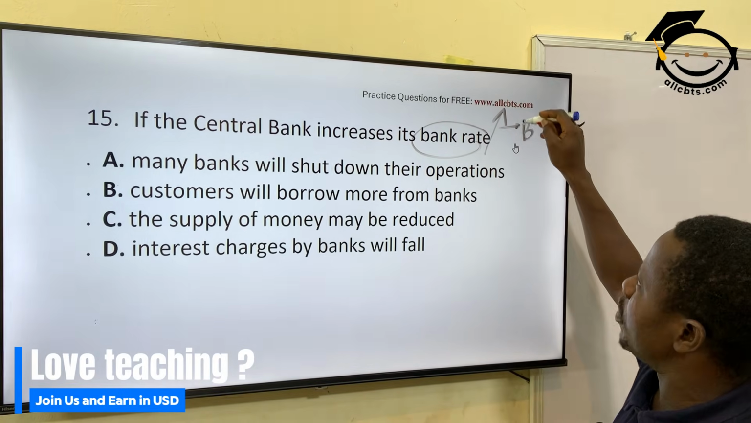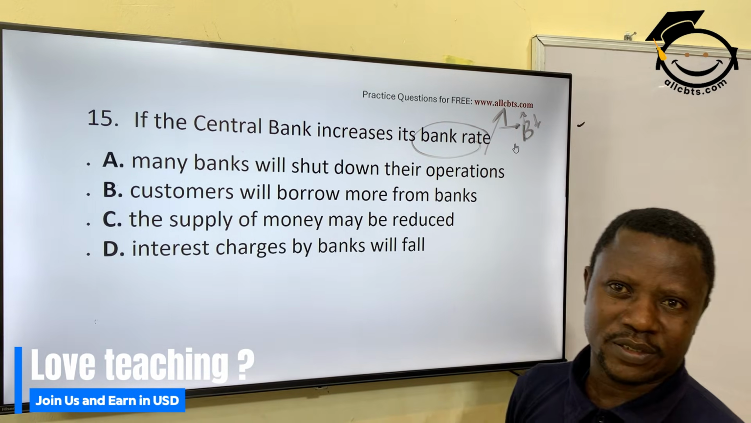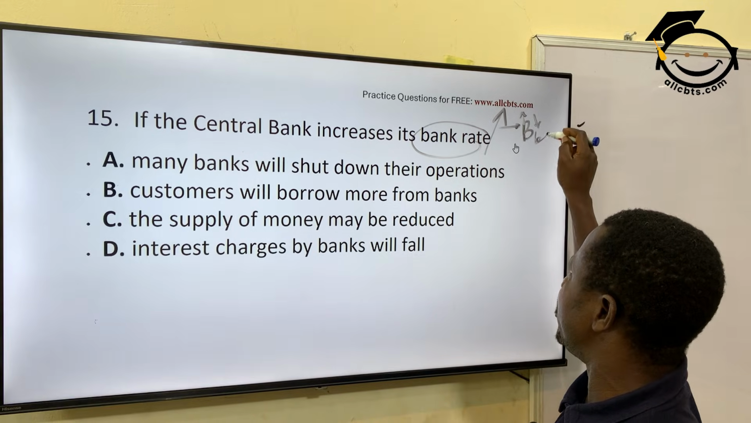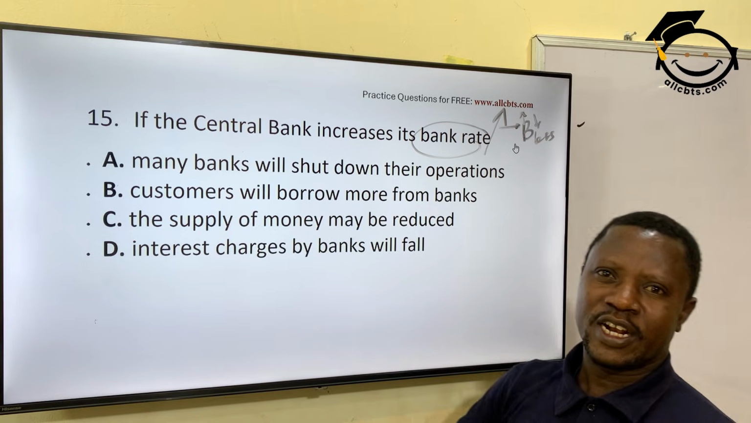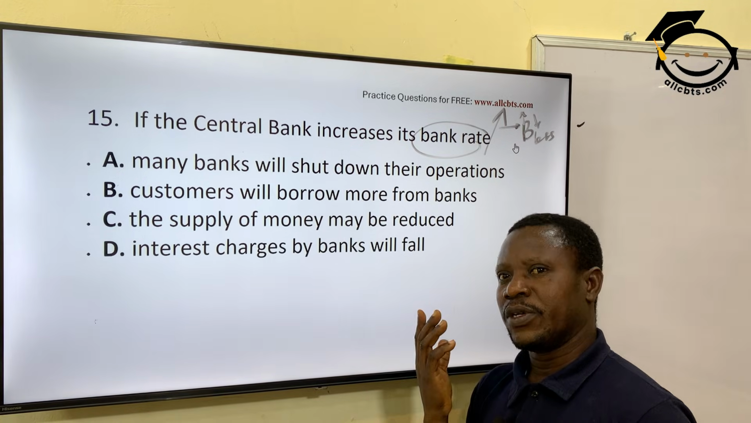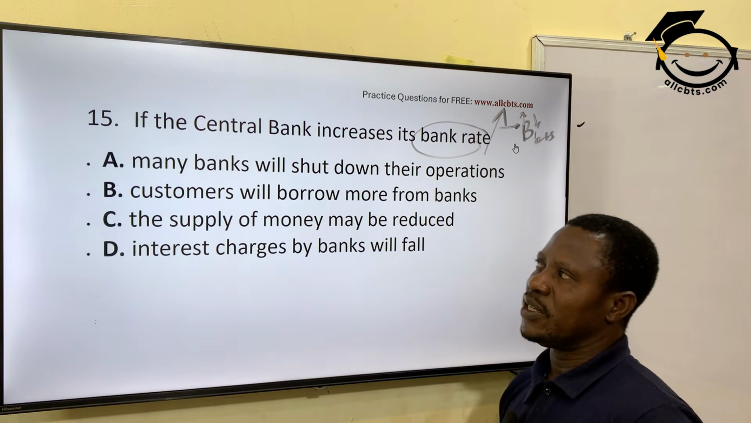And if they don't collect more money at a higher rate, they won't be able to have enough money to give to their customers. So there will be less money in circulation for customers. This is one of the ways that the central bank can control inflation. When there's inflation, they increase bank rates. So one way or the other, they reduce the supply of money in circulation.